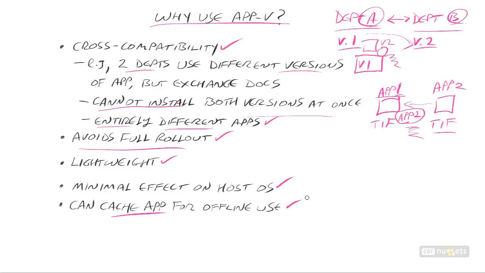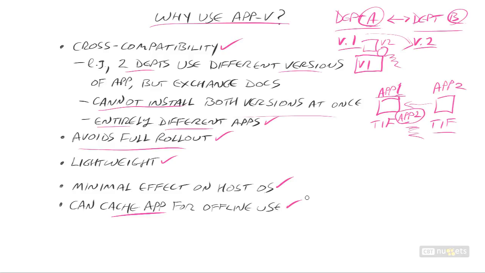So let's say the machines we're talking about are actually laptops. While we're in the office, we can get this App-V application, which is going to be delivered from an App-V server. But when we're disconnected from the network, like on an airplane or on a laptop somewhere else, we don't have access to that application.